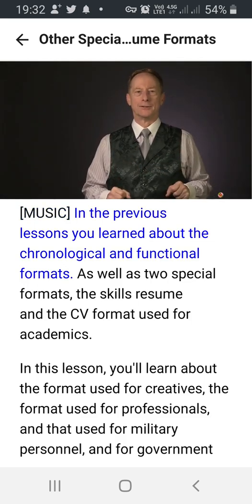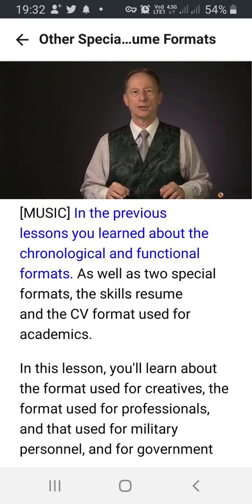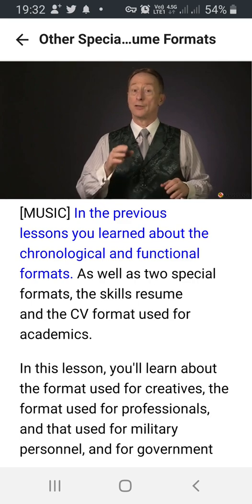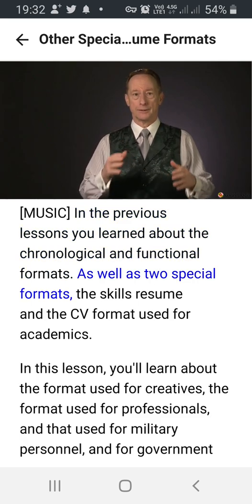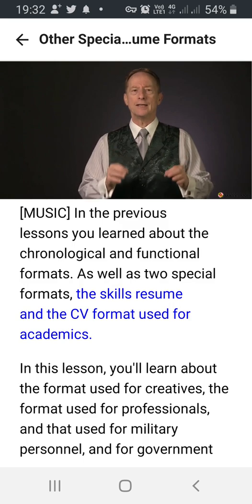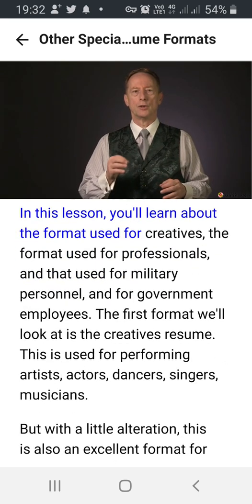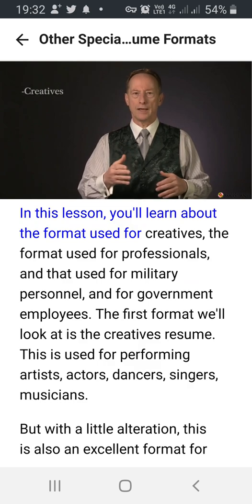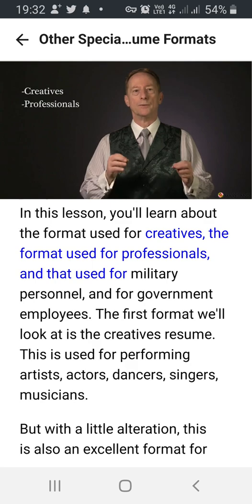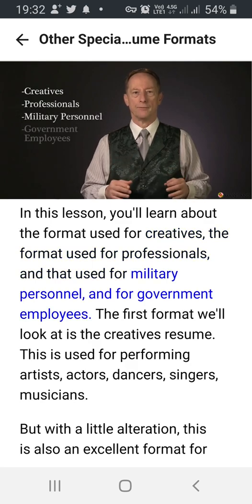In the previous lessons, you learned about the chronological and functional formats, as well as 2 special formats, the skills resume and the CV format used for academics. In this lesson, you'll learn about the format used for creatives, the format used for professionals, and that used for military personnel and for government employees.